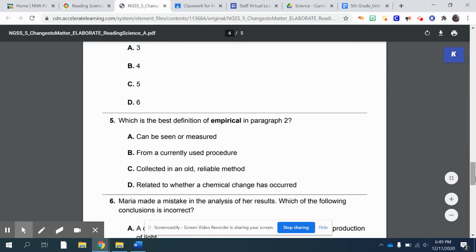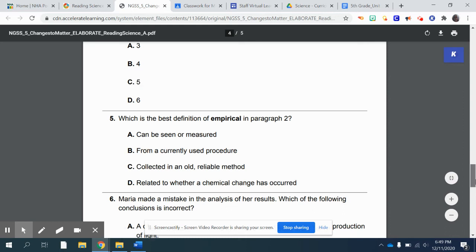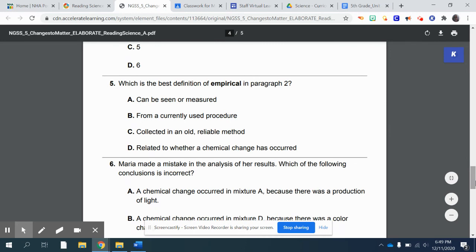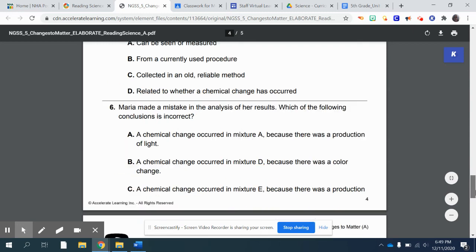5. Which is the best definition of empirical in paragraph 2? A, can be seen or measured. B, from a currently used procedure. C, collected in an old reliable method. Or D, related to whether a chemical change has occurred.